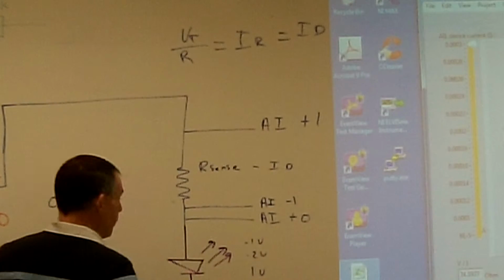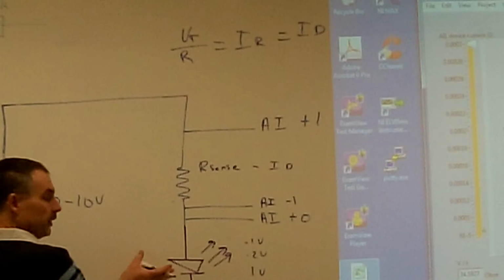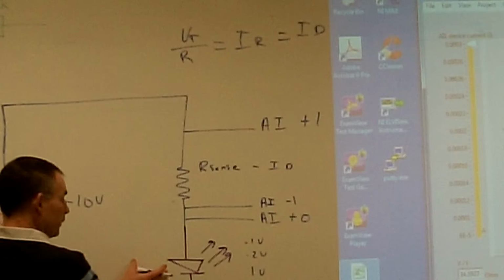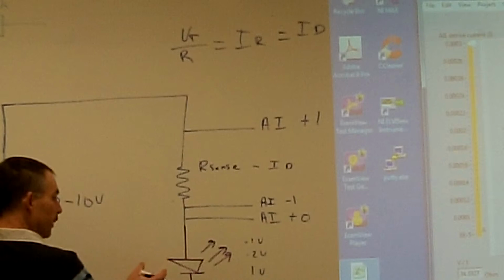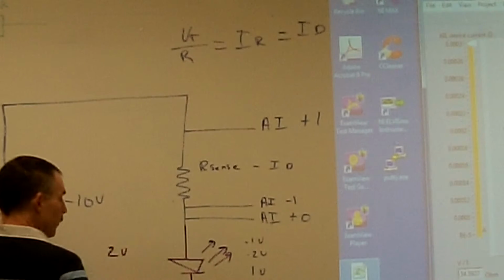And here's our LED. According to the specifications on my LED, I know it's going to drop somewhere around, for approximation, 2 volts.